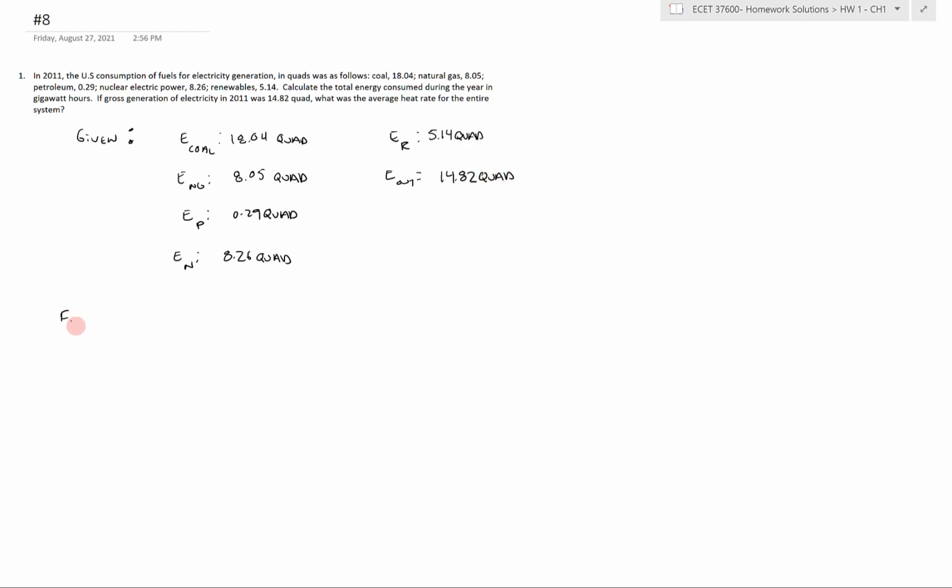So we got our givens, so the next step is to write the finds. What is it that we're being asked to calculate? So we want to know what the heat rate for the overall system was. We're going to write average because we're just averaging it across all the different sources. How efficient on average was the electric power generation fleet in the US in 2011? And then we were asked to calculate total energy consumed, E total, in gigawatt hours.